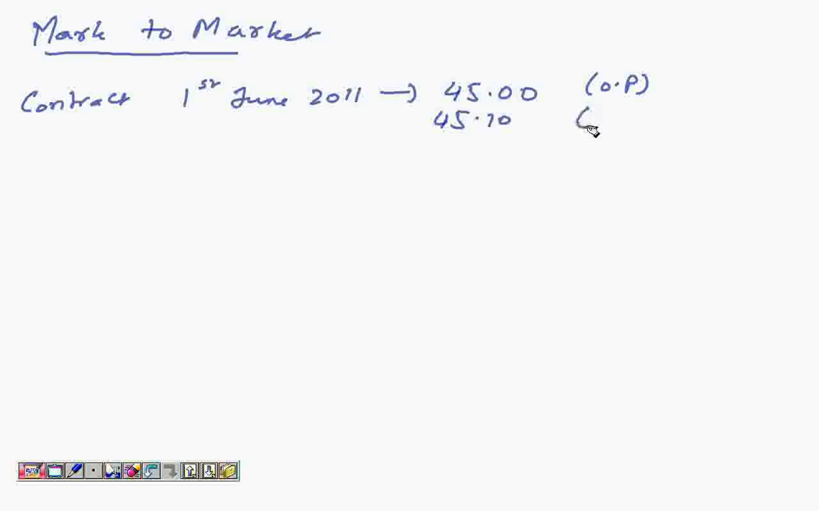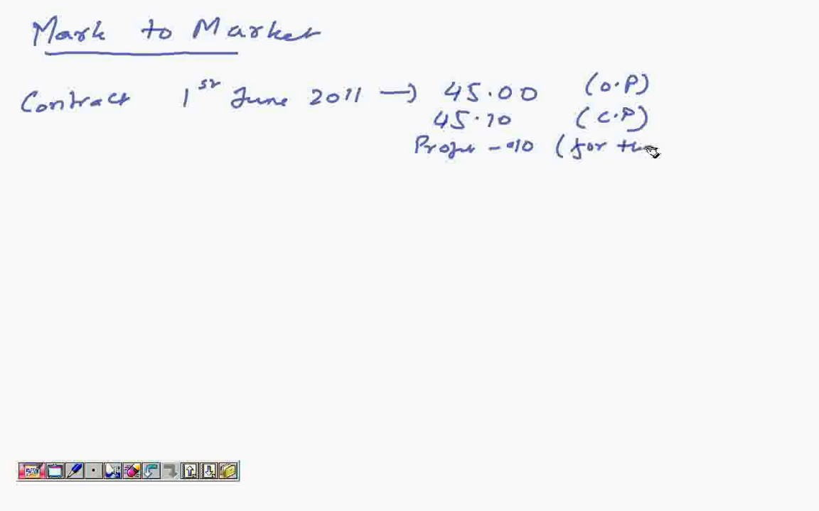For example, you have bought a contract at, say, 45 rupees, the prevalent price, on 1st June 2011. This was the price prevalent in the market. At the end of the day, the closing price is 45.10, which is the closing price for 1st of June 2011. So now in this contract, you are making a profit of 0.10 for that day.